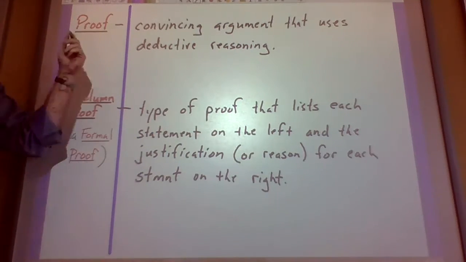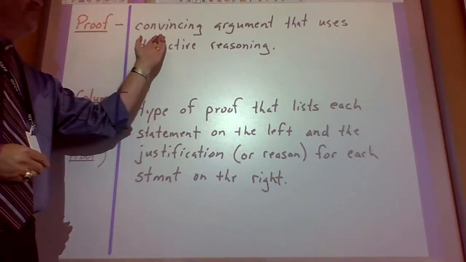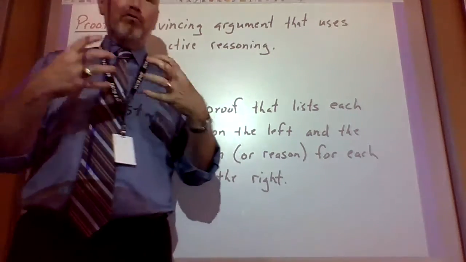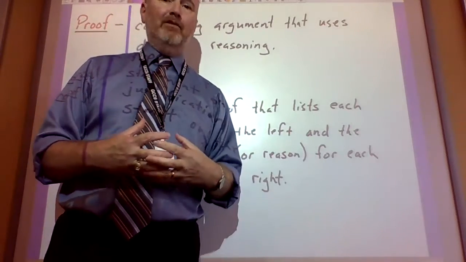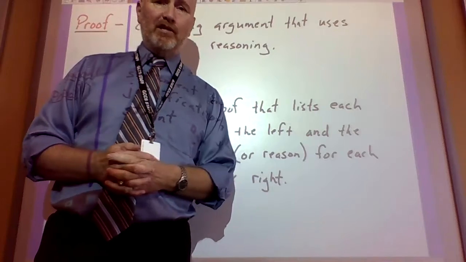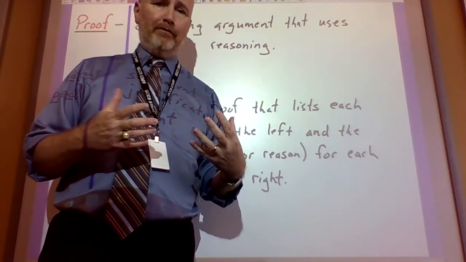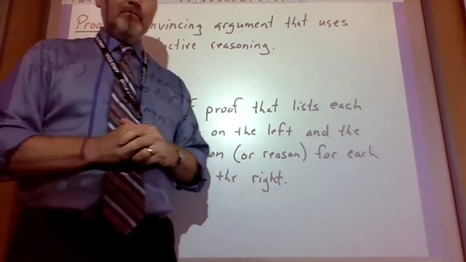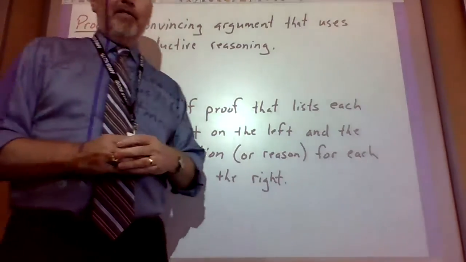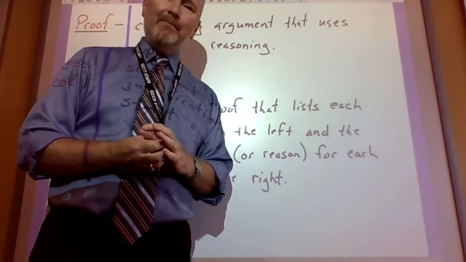Here's the P word, proof. A proof is a convincing argument that uses deductive reasoning, okay? When you prove something, then it's absolutely true. We talked about how deductive reasoning always leads to a logical conclusion. So does a proof, all right? So that's what we're going to be doing today. There are 2 types that we talk about in here.